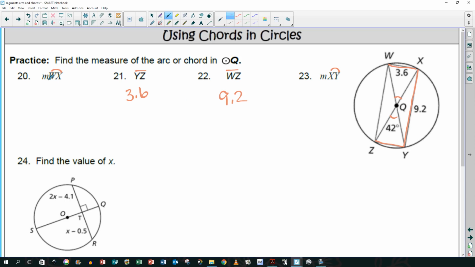Let's see, arc WX. WX is this arc right here. It's going to be the same as this angle, which is the same as this angle, which is 42 degrees. And arc XY. XY is going to be this one over here. Well, I know that ZX is a diameter. So if this is 42 degrees, then 180 minus 42 is 138. So that makes this angle here 138 degrees.